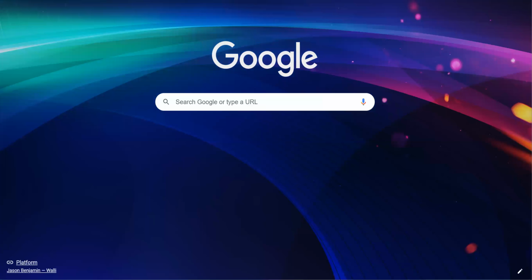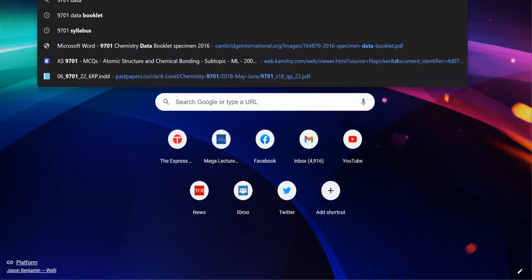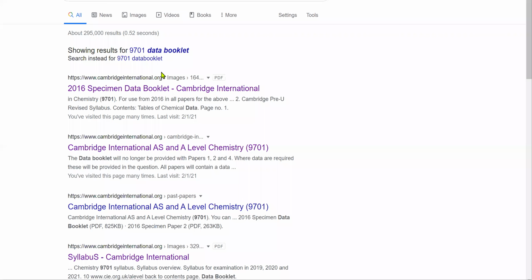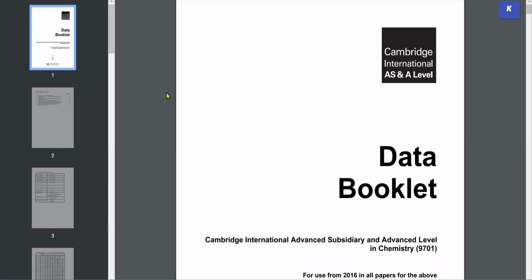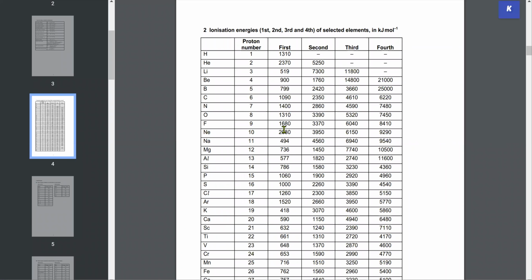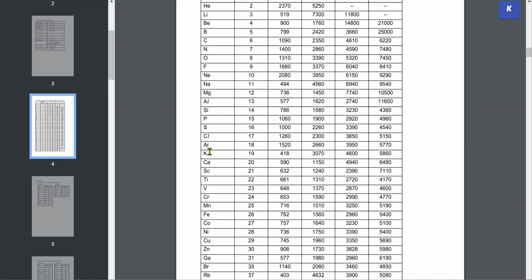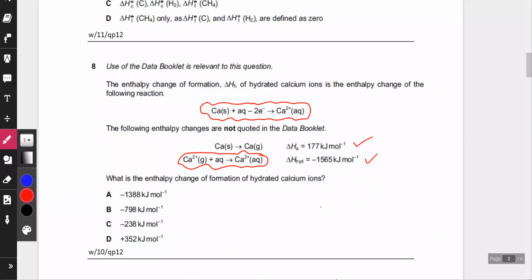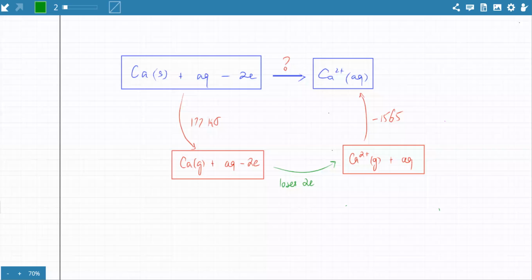You can have a look at the first and the second ionization energies which are given over here for calcium. This one, 590 and 1150. That was the value that was missing. It was 590 and 1150, since it had to lose two electrons.